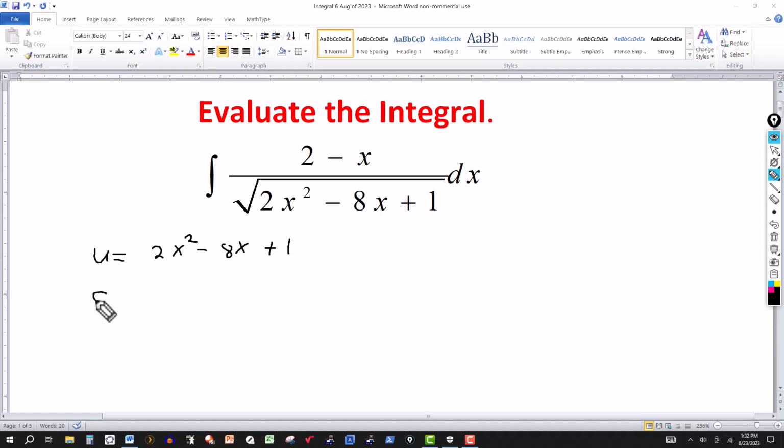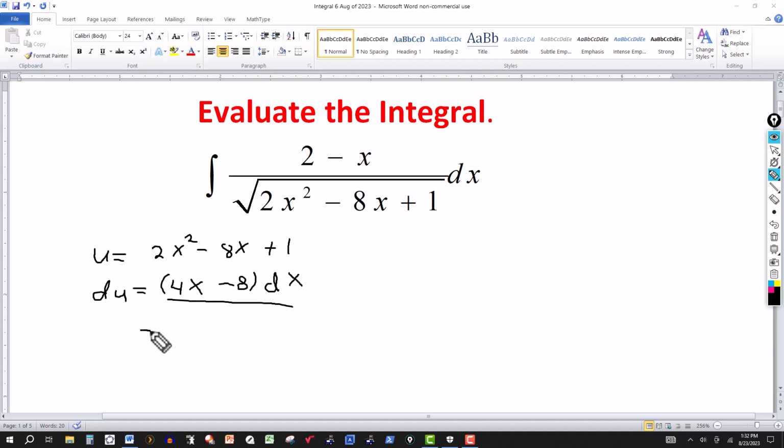And then du would be the derivative of this expression here. So the derivative of 2x squared is 4x. The derivative of minus 8x is minus 8. The derivative of 1 is 0. This would be your dx here. And then it's nice if, when you take this derivative, this expression right here is in the numerator.